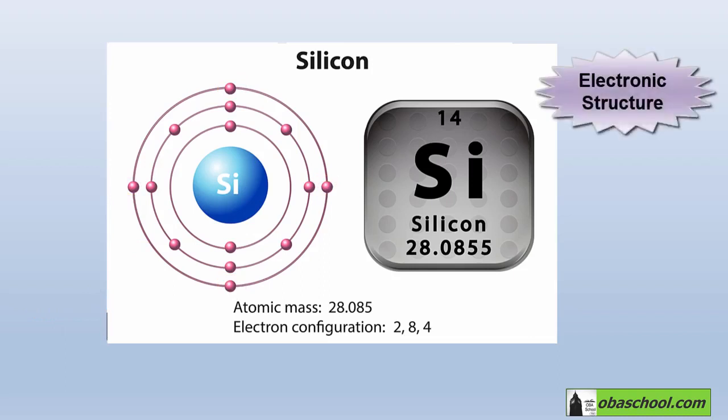Let's write the electronic structure of silicon. So we will start with the innermost energy level, which has 2 electrons. Then we will move to the second one, which has 8 electrons, and the third one will have 4 electrons. And don't forget to separate the numbers with commas.